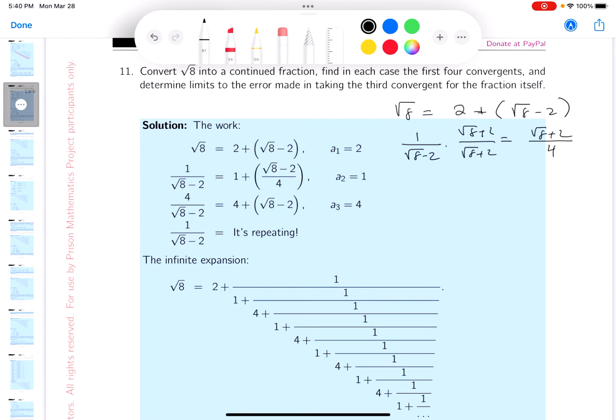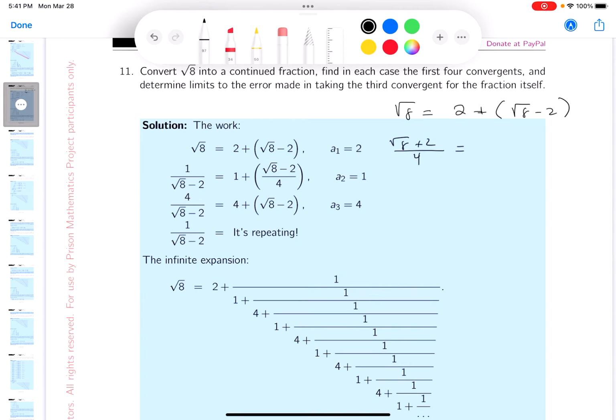So I'm going to make an erasure over here. I'm done with this part. And I'm going to write this down. Now, this is really the root of 8 plus 2 over 4. And we certainly want an integer there. Before I do that, I'm going to erase this over here. And let's think about that.